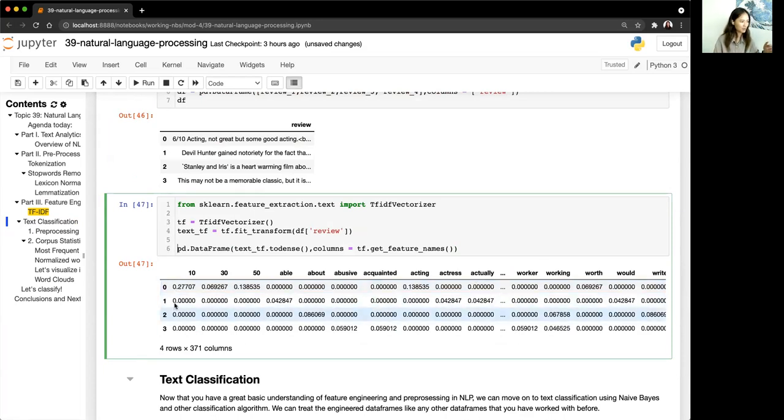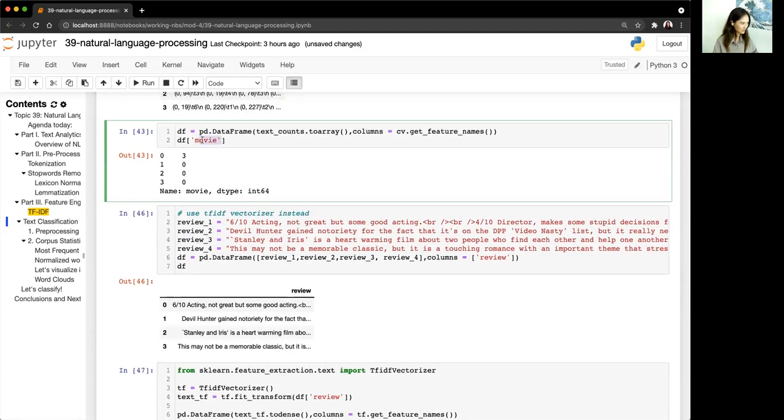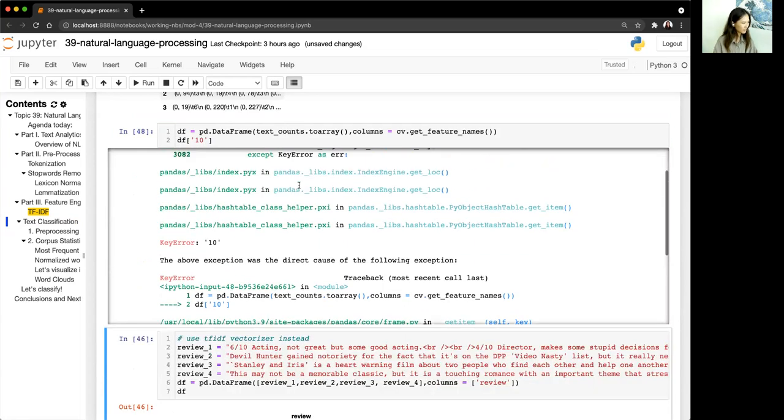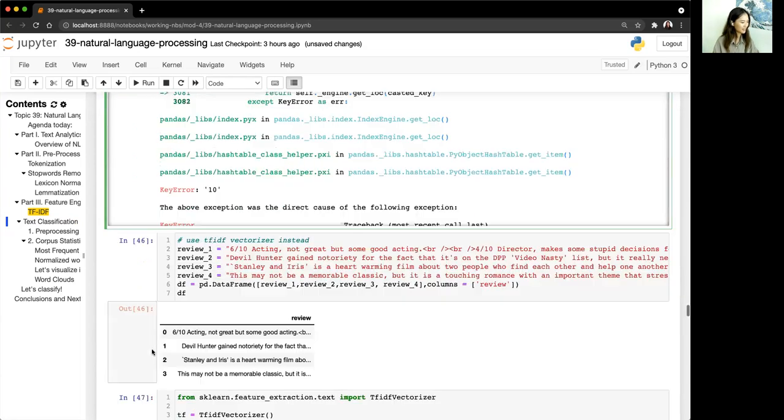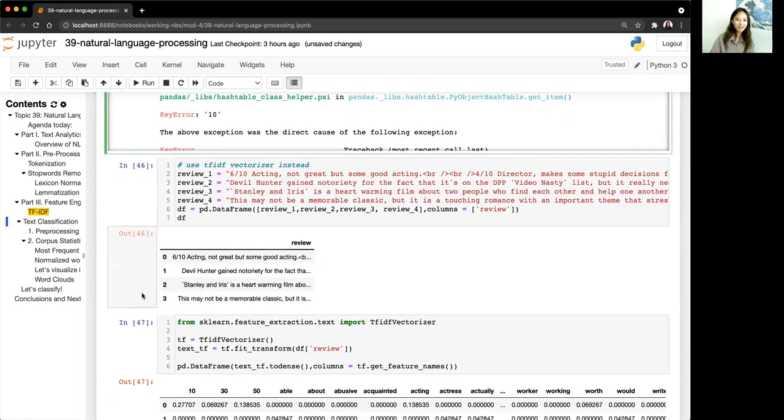Actually, let's look at it backwards. Apparently there's the word 10 in here, so let's take a look at what that looks like. I think that should be a string. I think it's because I'm overwriting each one. All right, we'll forget about that. By default, the numbers should be higher if it's more unique in relation to other rows of your data frame.